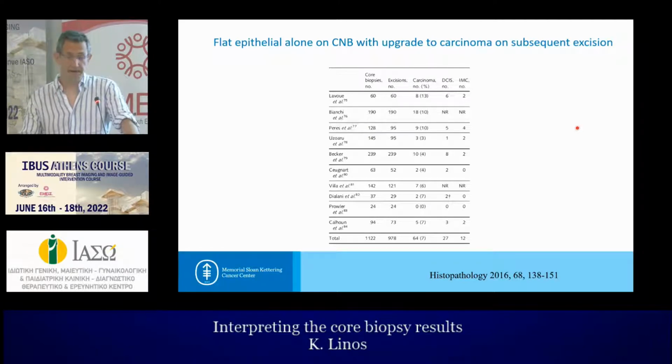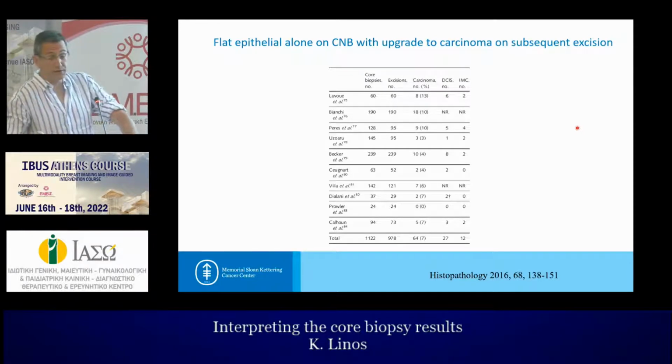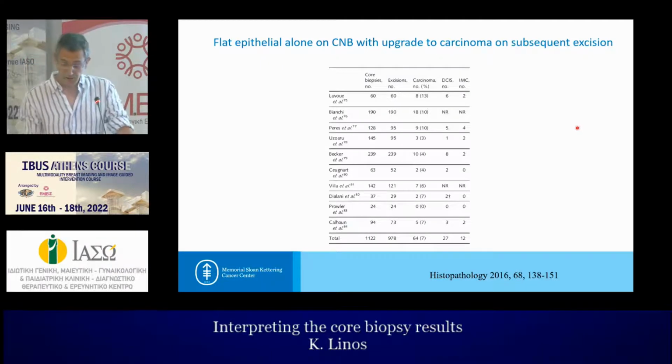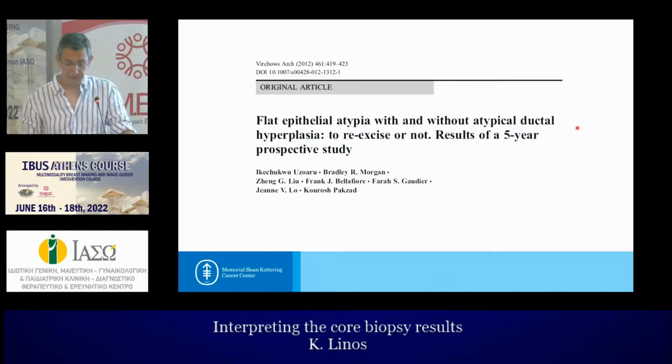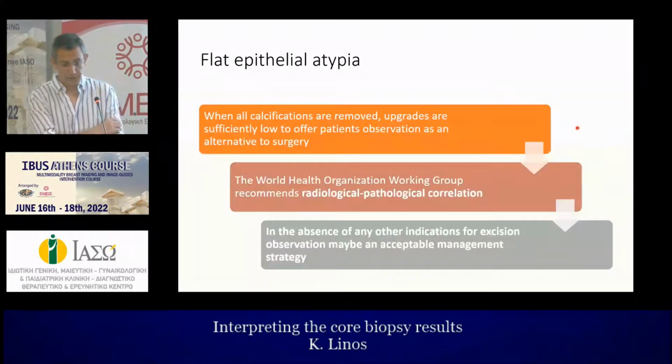In a recent meta-analysis, studies have shown discordant results, from 13 to 67% upgrade, right? But these studies didn't have a very strict radiological pathological correlation. This was a study with 50 cases of flat epithelial atypia, which were observed. They didn't do a subsequent excision, and none of these patients developed carcinoma during a median follow-up of 5 years, with a very careful and strict pathological radiological correlation.